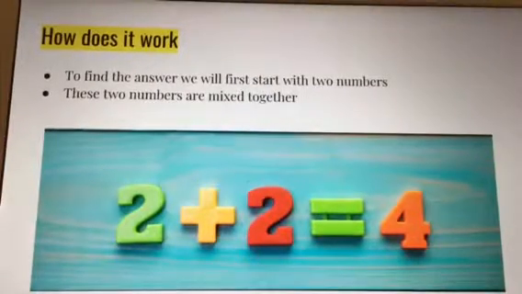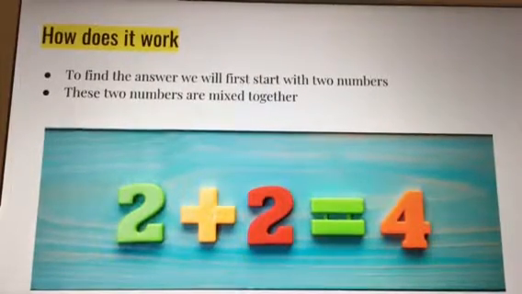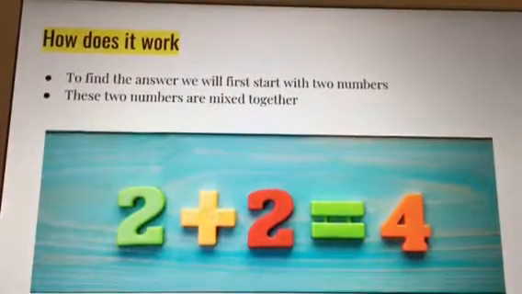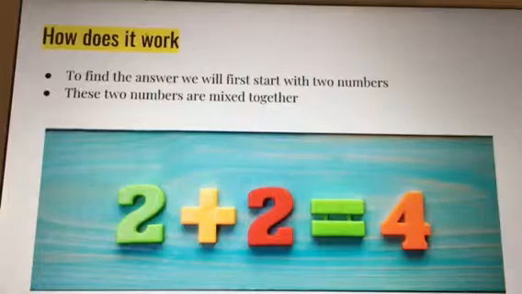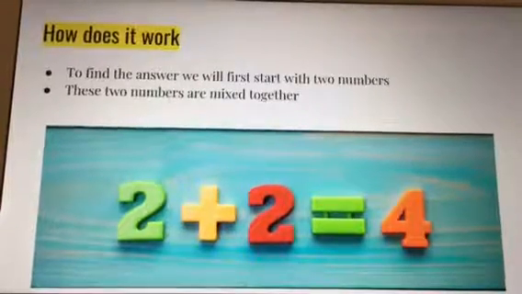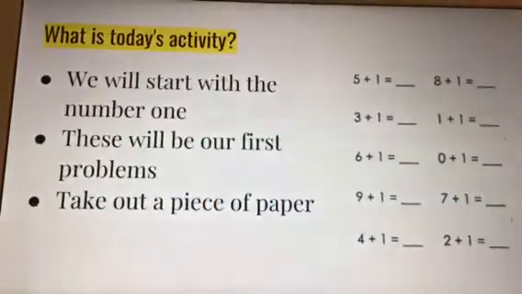To find the answer, we must first start with two numbers. The two numbers are then mixed together to create the product. So the image below shows the two numbers and the product. So 2 plus 2 equals 4. This is an example of what we will be doing today.